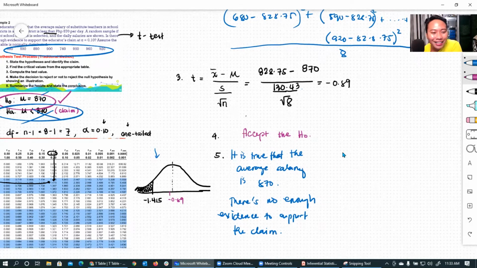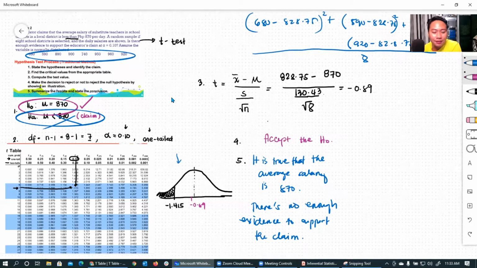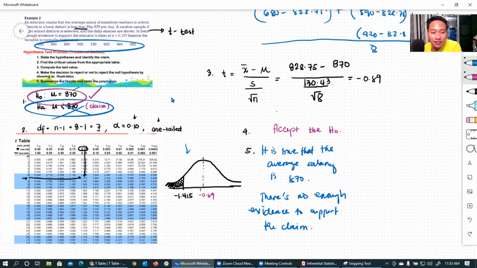Okay, all right. So aside from the clarifying questions of Anika, guys, do you have any other question for this example here? Before I proceed to the next example.